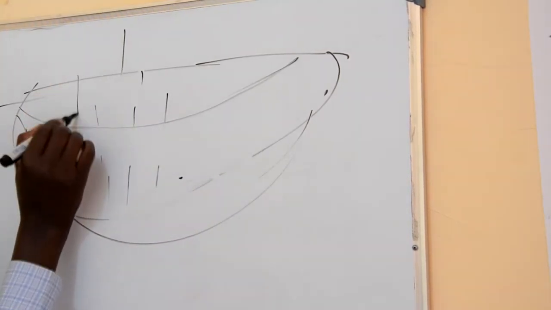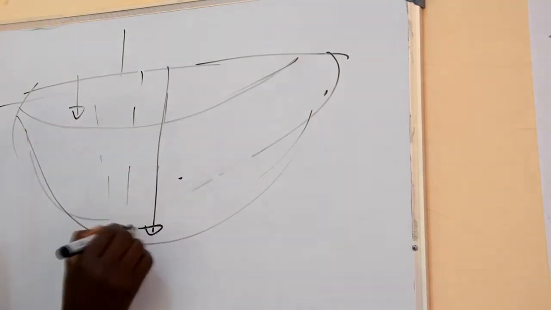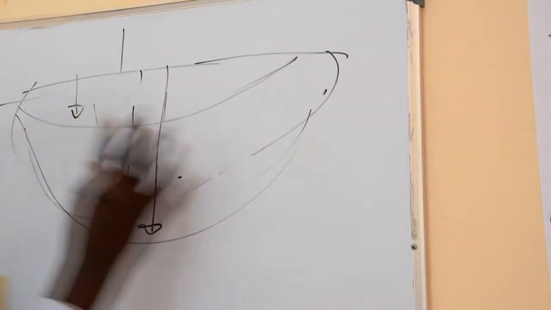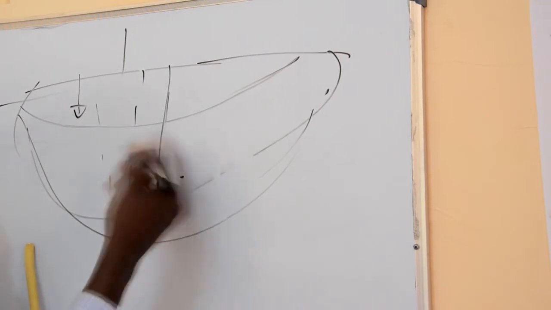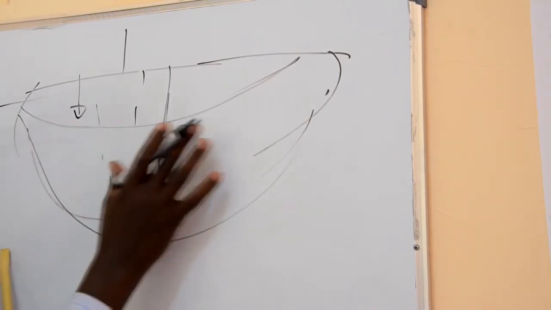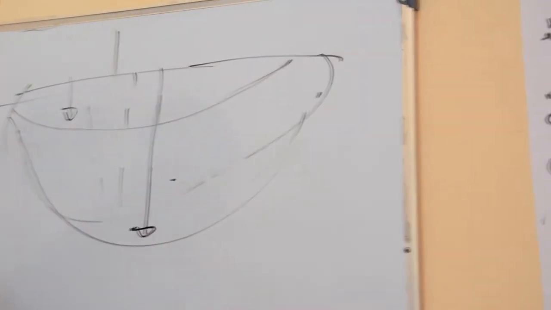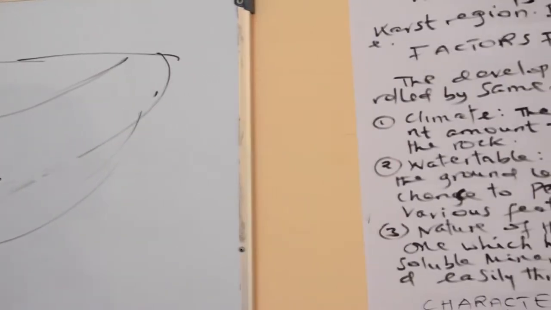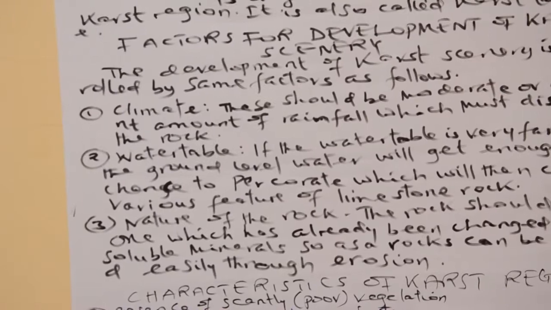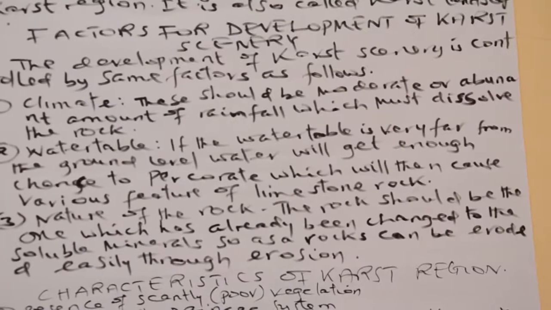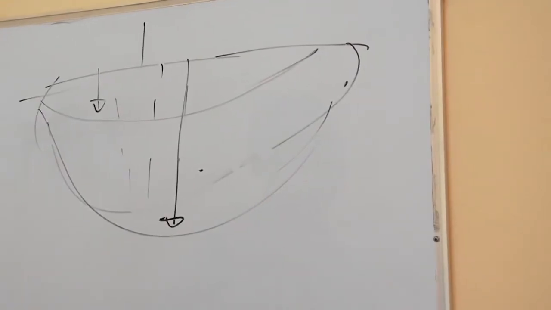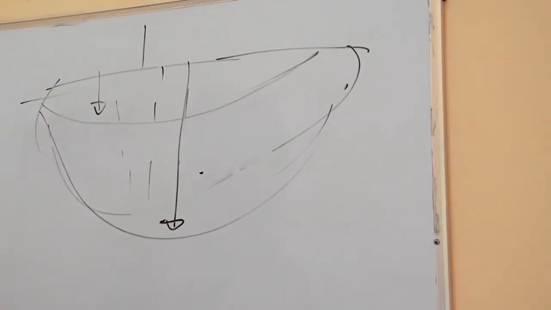But wherever the water table is far away, the dissection will be high and cause the formation of different features. For instance, according to this description, if the water table is very far from the ground level, water will get enough chance to percolate, which will then cause various features of limestone rock.